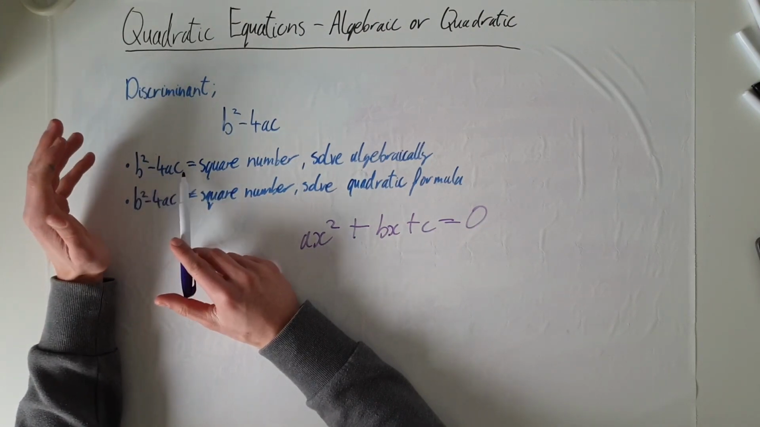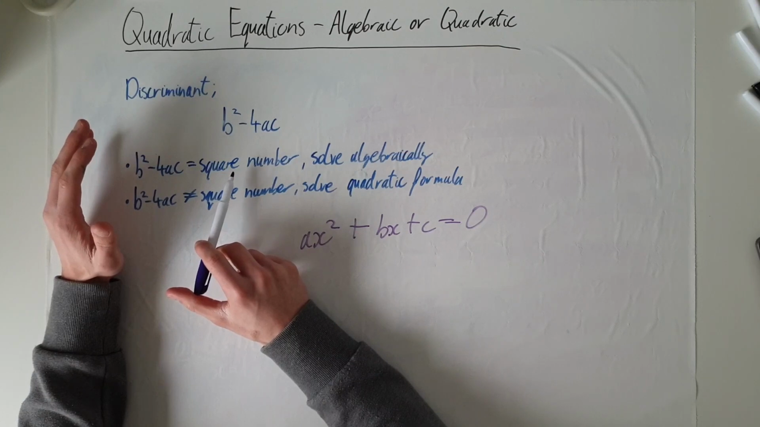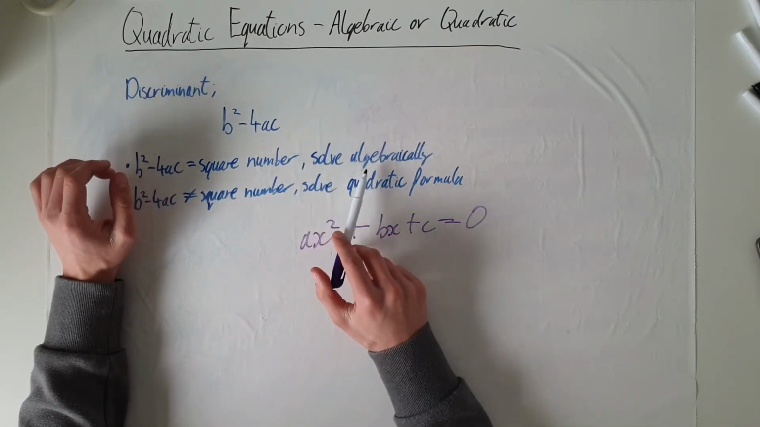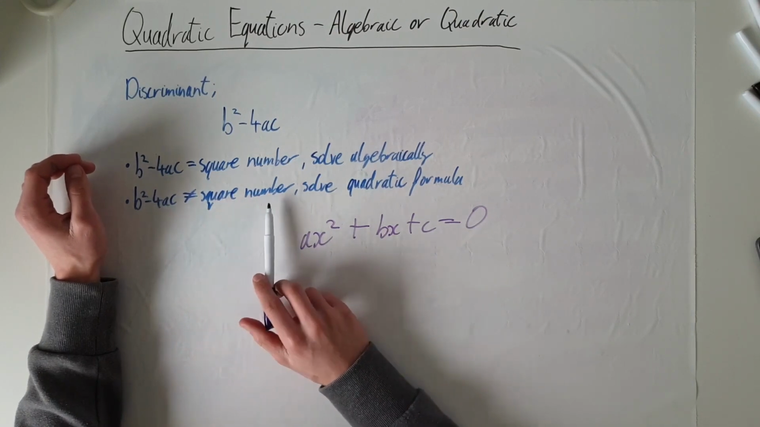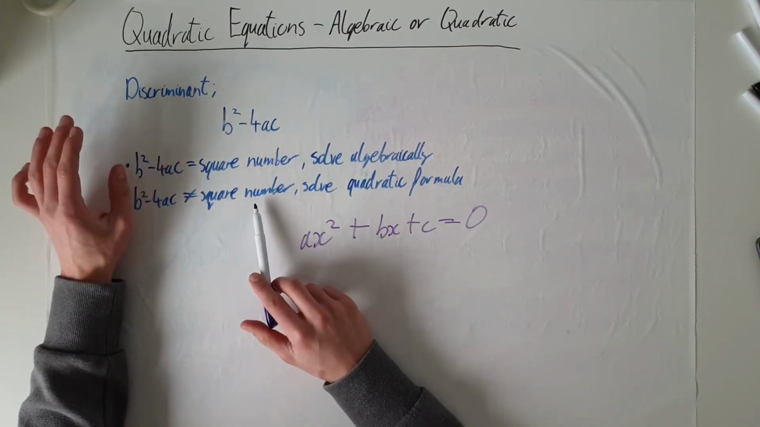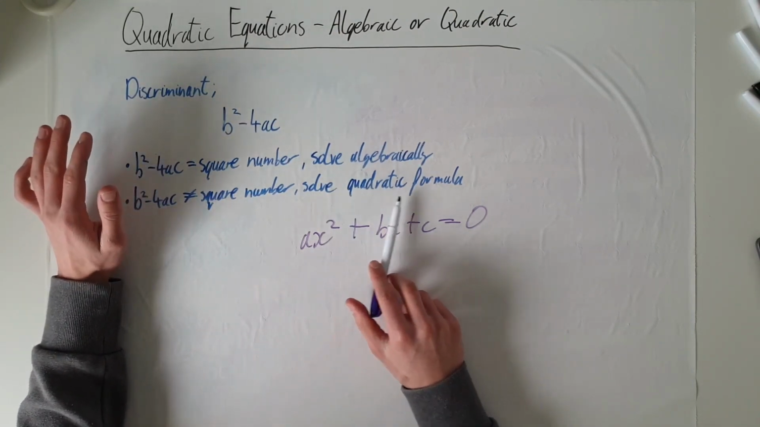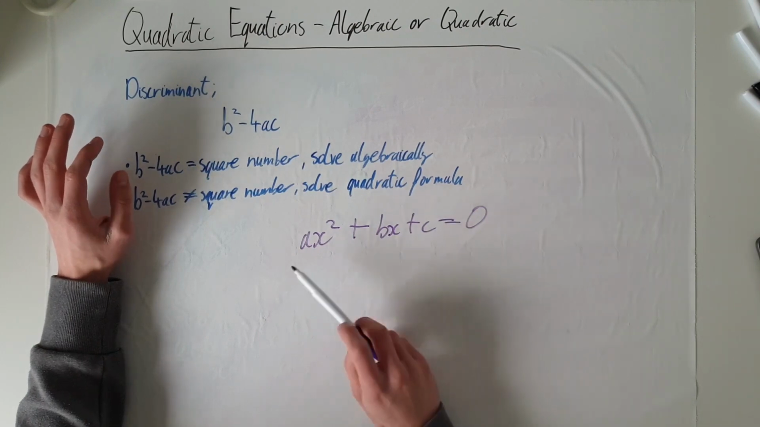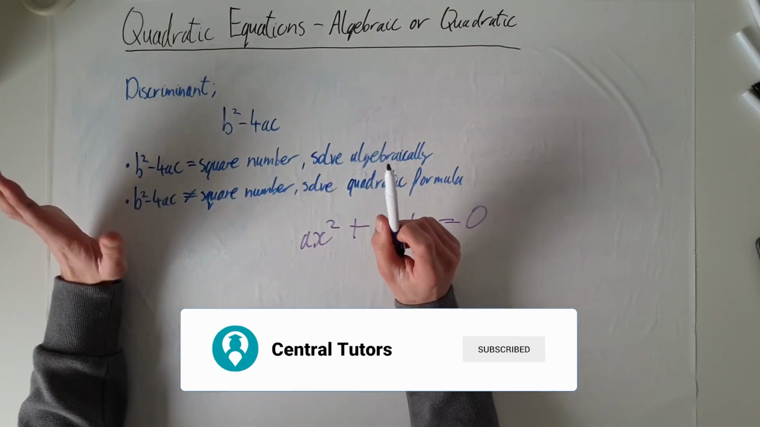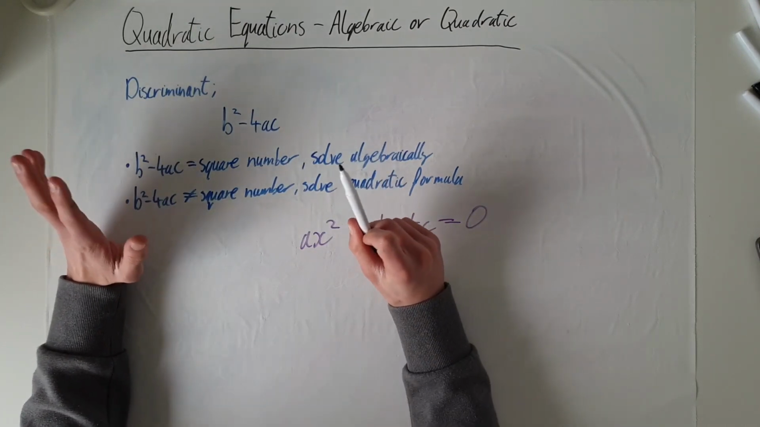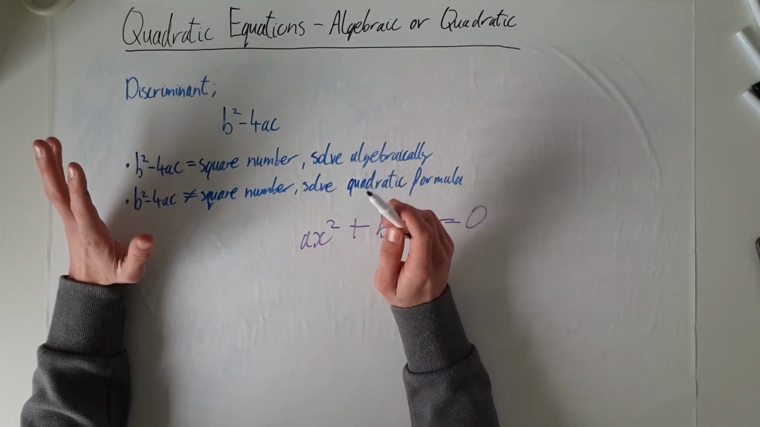b squared minus 4ac, if it is equal to a square number using the discriminant, we solve it algebraically. If b squared minus 4ac is not equal to a square number, so any number that isn't a square number, we solve using the quadratic formula. And to do that, we just sub in a, b and c into this formula and solve, and that is it. And then it'll tell us which method we have to use.